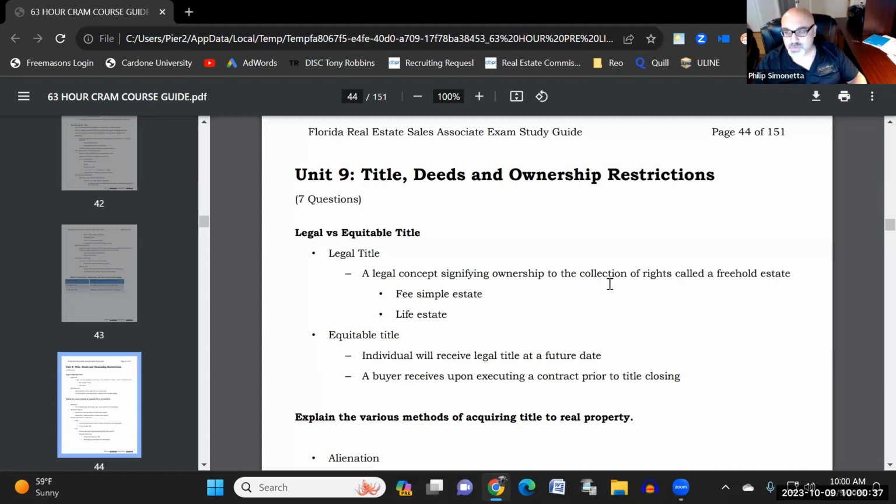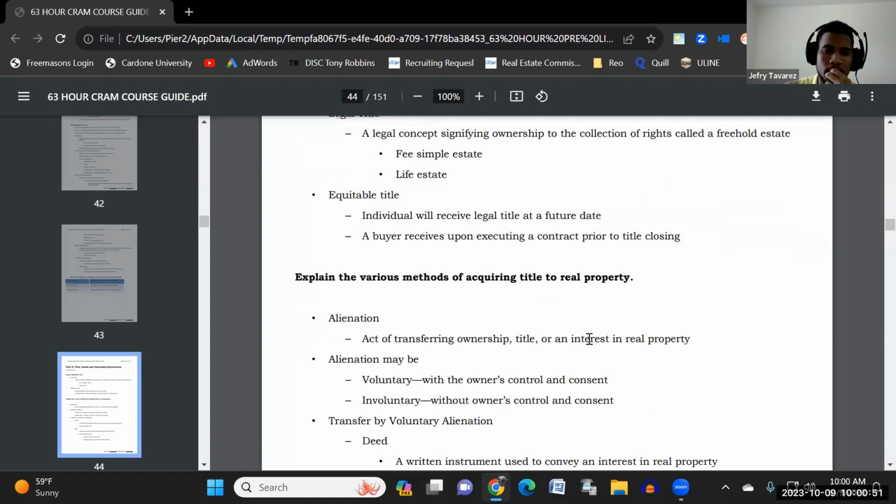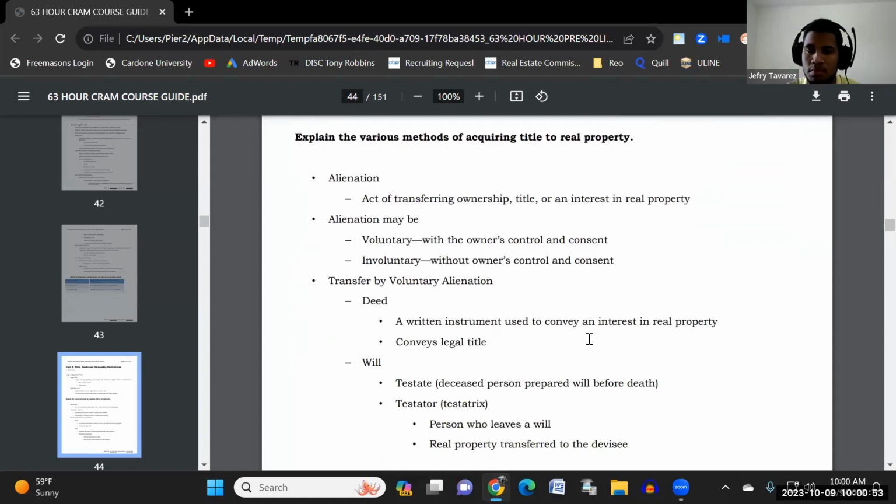So this is like when you have a seller that's holding the mortgage and you pay the seller, they're going to hold the title until you pay it off. When you pay it off, you get the title. That's called equitable title. And a few words that you need to know, explaining the various methods of acquiring title to real property. So how is this done?